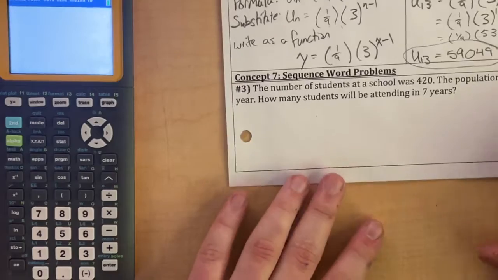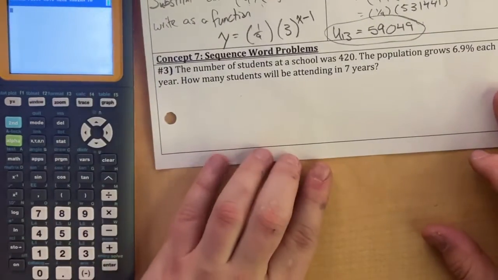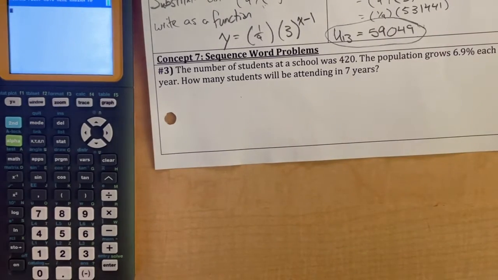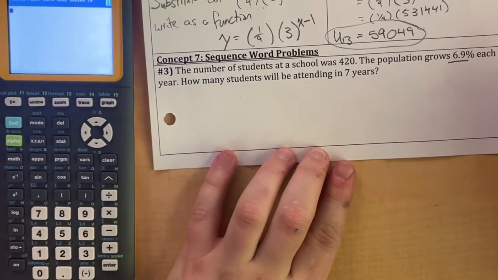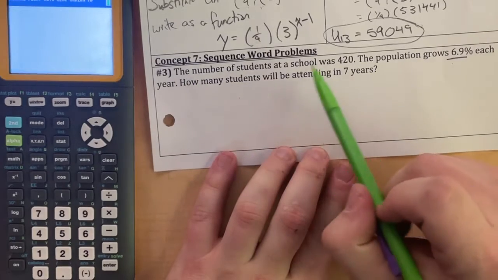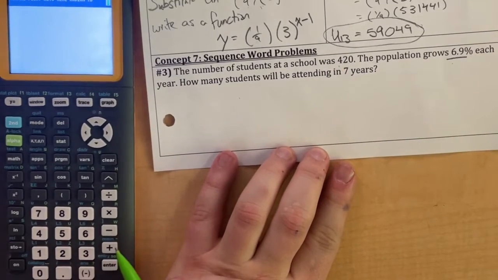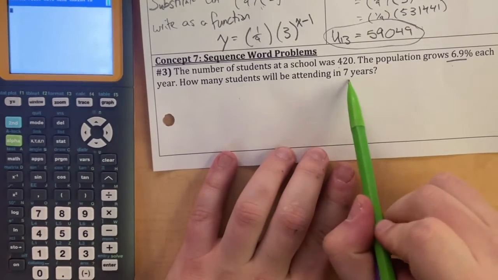Moving on to that next one. It reads like this. For number 3, those are sequence word problems. Alright, since I have a percentage, make sure that you're using the right formula. So let me read it first. It says the number of students at a school was 420. The population grows 6.9% each year. How many students will be attending in 7 years?